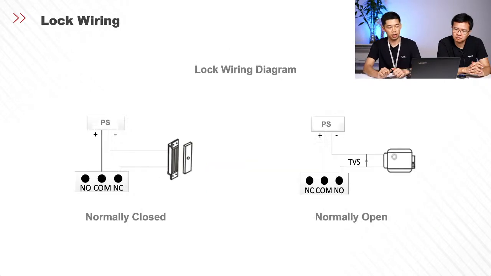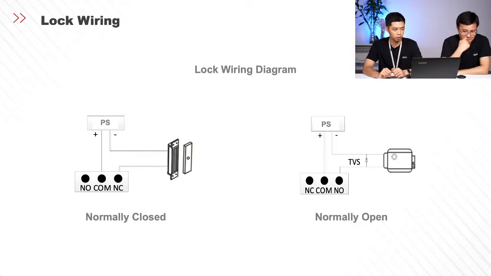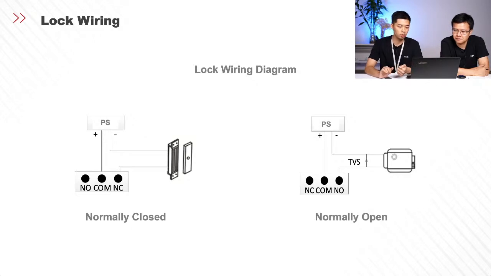And the next part, I'd like to show you how we normally wire the lock with our outdoor station. This is also something many of our customers ask about. As you may also know, we support normally closed and normally open, these 2 types of locks. So let's first take a look at the left side.